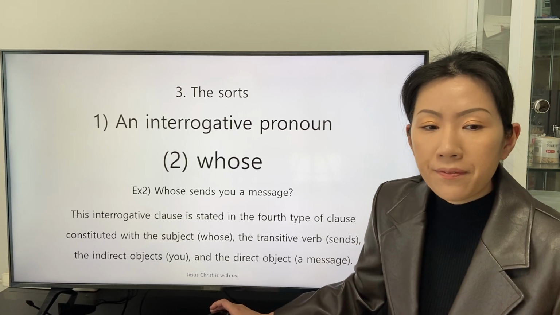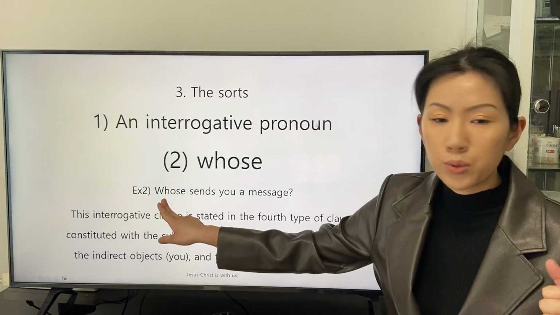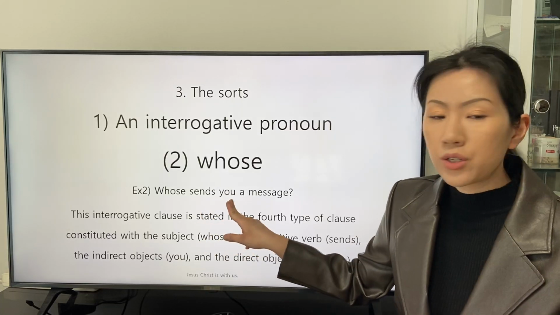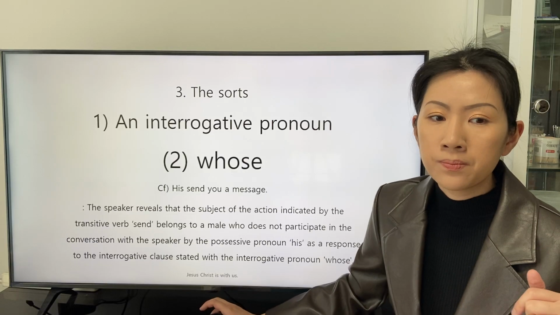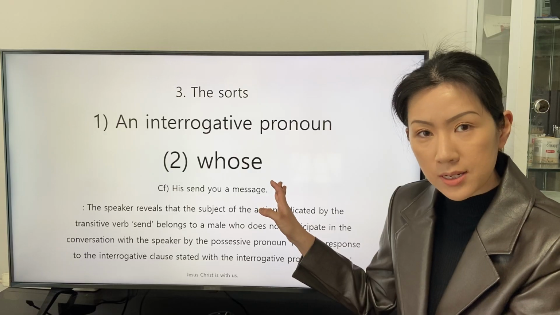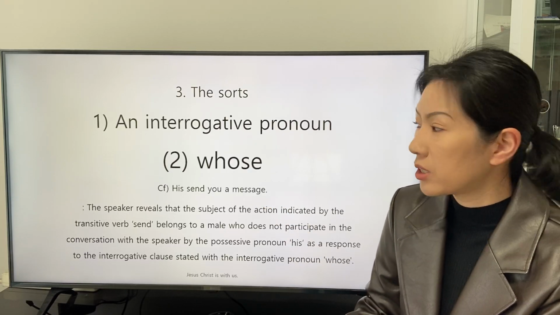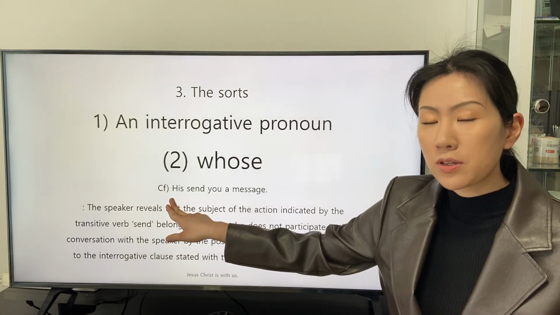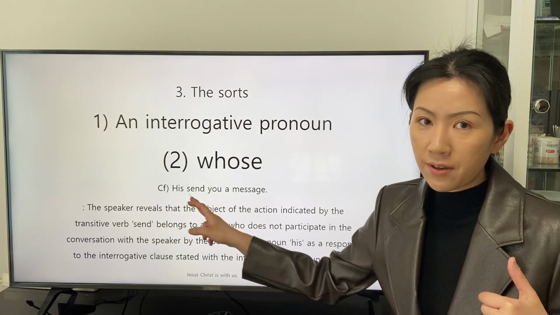This interrogative clause is stated in the first type of clause, constituted with the subject whose, the transitive verb send, the indirect object you, and the direct object a message. One of the responses is this: He sends you a message. In this clause, you can understand the number of the subject from the form of the transitive verb send.